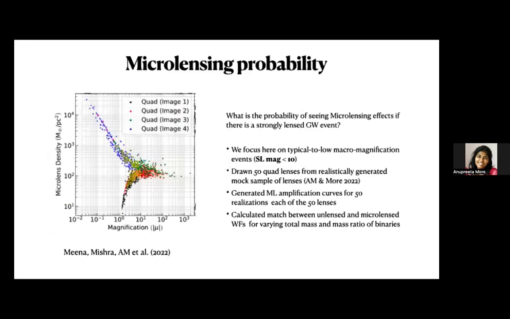Okay, I'll skip this. And then we ask the question, if you have some n number of strong lenses in your data, what is the probability that you will see microlensing or microlensed events in the particular data? So here we sampled the strongly lensed population in the microlens density space and the macro magnification space. Here we restricted ourselves to a magnification factor of less than 10, so we can say low to moderate macro magnification.